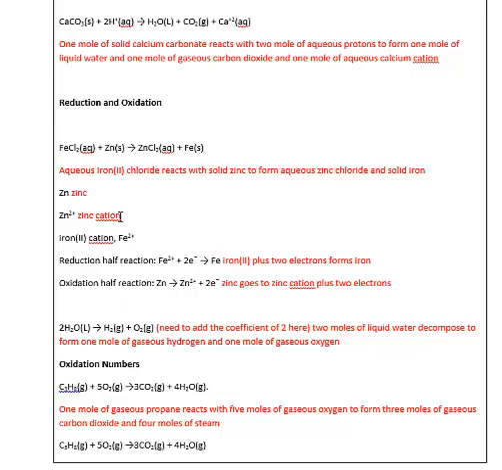Zn is zinc, Zn2 plus, zinc cation, iron 2 cation, iron plus 2. Reduction half reaction. Iron 2 plus 2 electrons forms iron. Oxidation half reaction. Zinc goes to zinc cation plus 2 electrons.